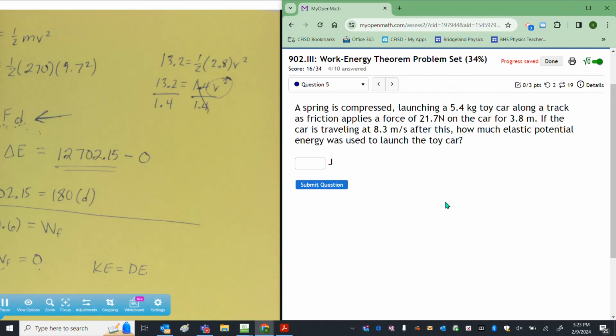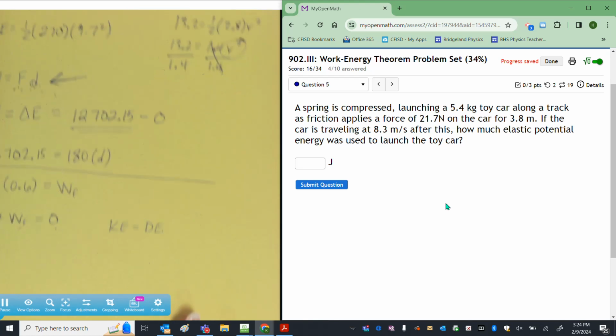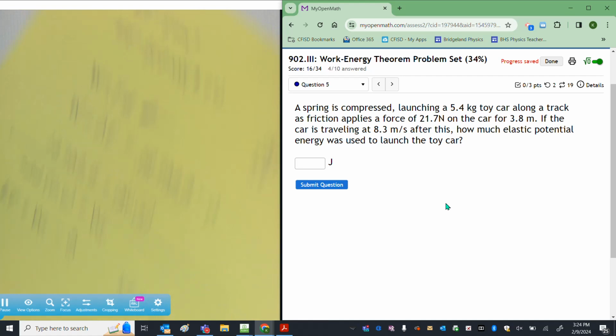This is question number 5 on 902.3. It says a spring is compressed, launching a 5.4 kilogram toy car along a track as friction applies a force of 21.7 newtons on the car for 3.8 meters. If the car is traveling at 8.3 meters per second after this, how much elastic potential energy was used to launch the toy car? Again, you have to be able to write your own equation.